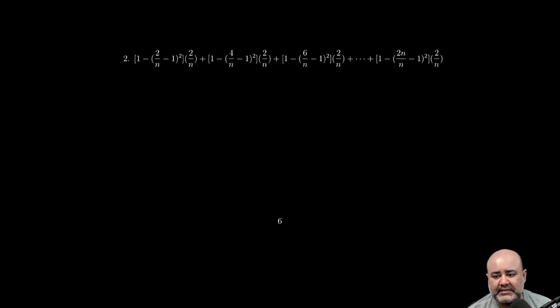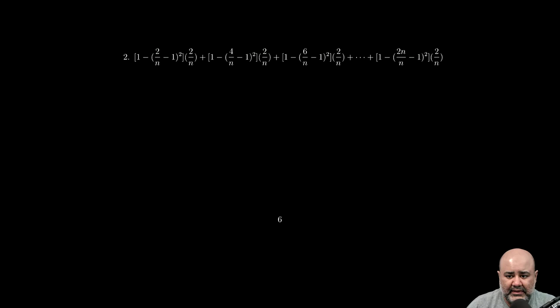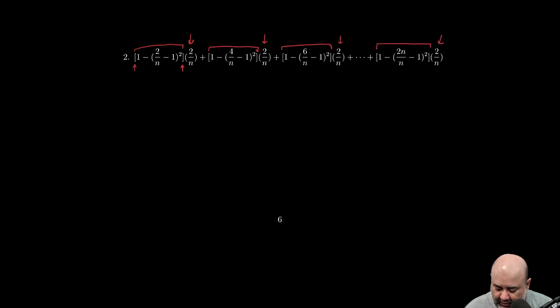All right, this next example is a bit more involved, so we're going to take a bird's eye view first. I'm starting with a square bracket here, and this whole square bracket is being ended here. So this whole expression is being multiplied by 2 over n. Then I have another square bracket that ends here, and then I'm multiplying by 2 over n, square bracket, 2 over n, blah, blah, blah. Square bracket, 2 over n.